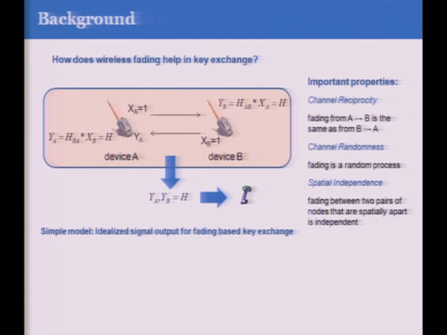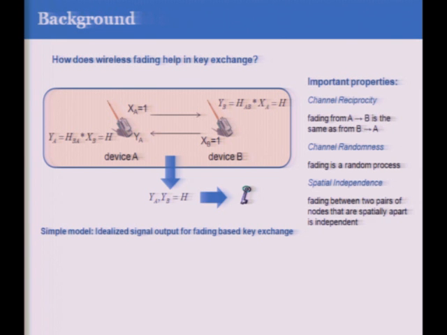And the other property is channel randomness, which is that these fading coefficients that you would get over time are a random process. They are not a deterministic sequence, so an adversary cannot just generate them deterministically. And the third property is spatial independence, which is that the fading coefficient is a property of the two nodes. And so if you have an adversary which is not directly co-located at either node A or B, then the fading between node A and the adversary will be independent from the fading between A and B.